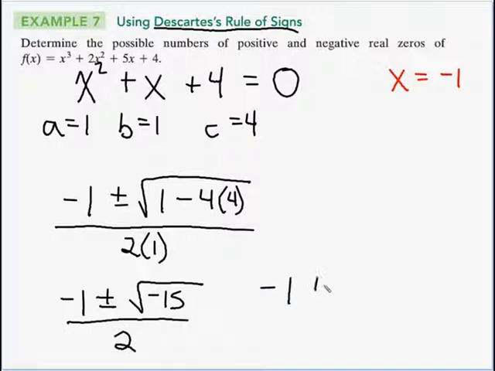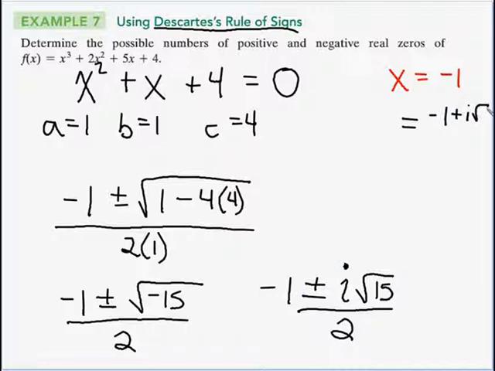So negative 1 plus or minus, at least we can bring out the negative as an i root 15 over 2. So that would be our other 2. Again, the plus and minus, you know, it's 2 combined into 1. We'd have a negative 1 plus i root 15 over 2, and also a negative 1 minus i root 15 over 2. So again, using this rule of signs can at least eliminate some wrong turns in the guessing and checking with synthetic division.